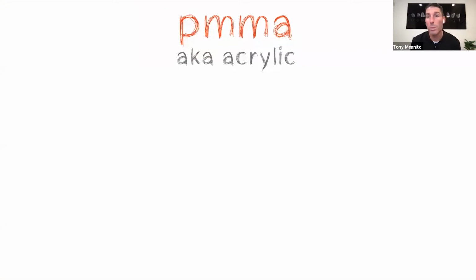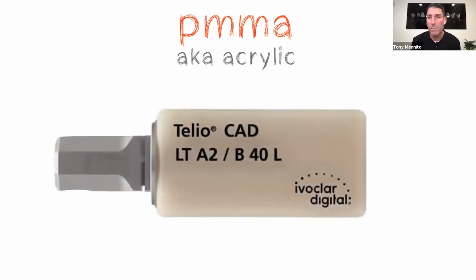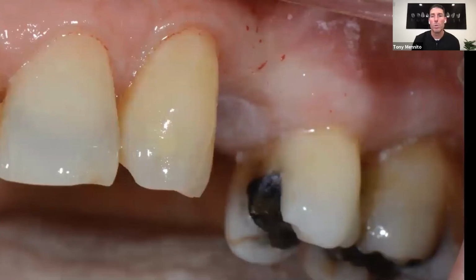And then PMMA, which is really a niche material. This is acrylic for all intents and purposes, but once again, created in a more ideal environment where you've got ideal pressure and there's no voids, or there's no porosity in this PMMA. It's a really strong, durable material, and basically the only thing that I use these for are long-term temporaries.